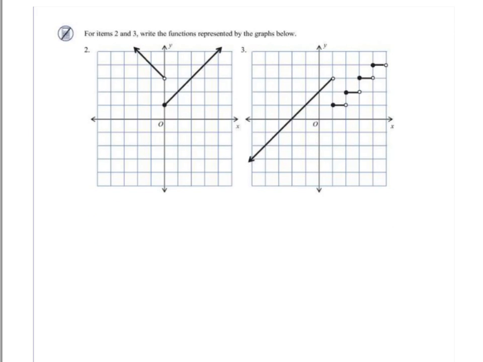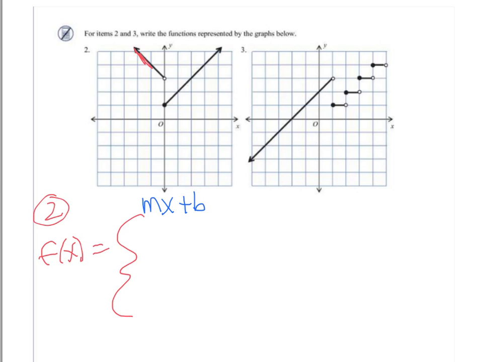Now we're going to go backwards for 2 and 3. We have to write the equations. So when we write a piecewise, we need a function name. And then our pieces we're going to get by doing mx plus b. So our y-intercept for this left piece is at 3. And then if we count our slope up 1 and over 1, that's -1 for the slope. And that's every x less than 0. And I did less than because your y-intercept has an open circle, so it's not equal there.